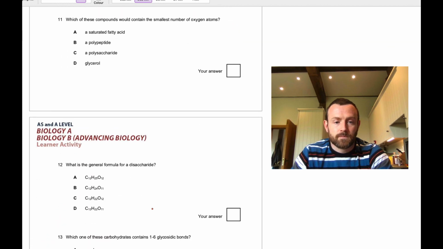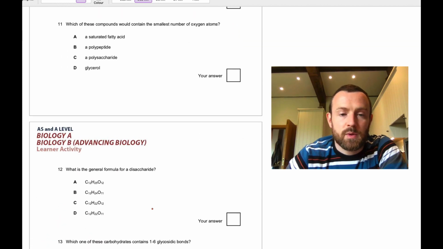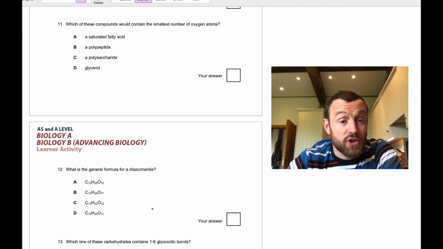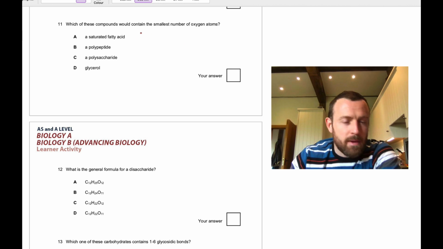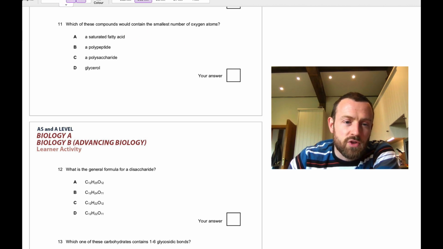Moving on. Which of these compounds would contain the smallest number of oxygen atoms? Well, that should be relatively easy. Actually, I do have to think about it a little bit. Now let's think about it. Okay, so we're almost actually going to draw the structures of these.